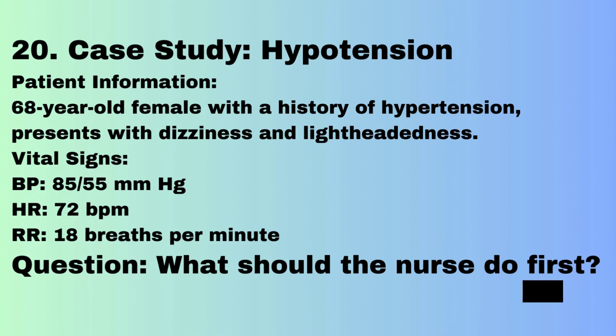20th case study. Hypotension. Patient information. 68-year-old female with a history of hypertension presents with dizziness and lightheadedness. Vital signs. BP 85/55 mmHg. HR 72 BPM. 18 breaths per minute. Question. What should the nurse do first?